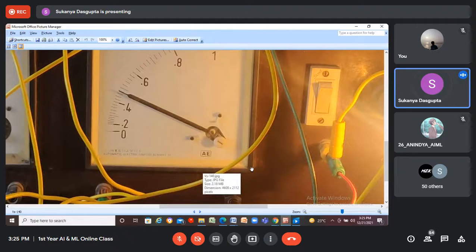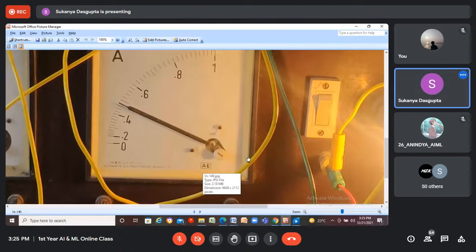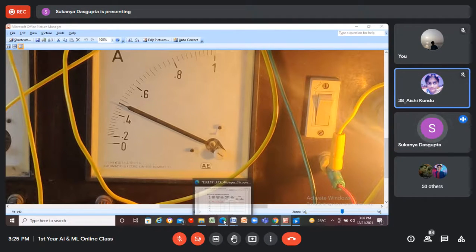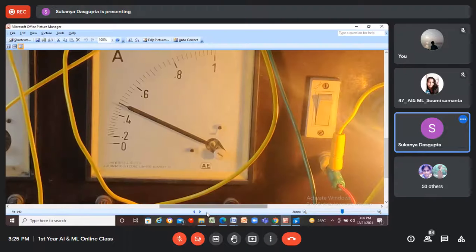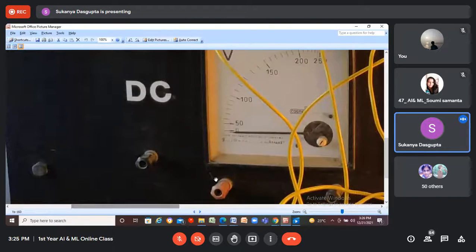Okay. This is the test ammeter for the second reading. 0.48. So this is 0.48. This is 0.475. And this voltage is 140. Good. Next, third reading.